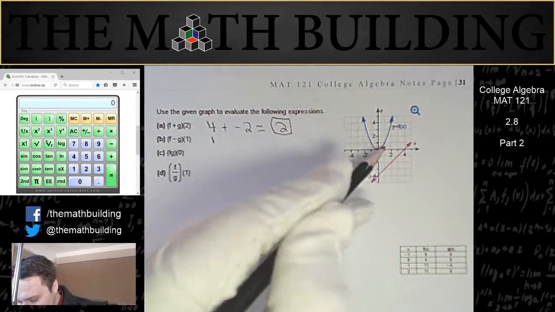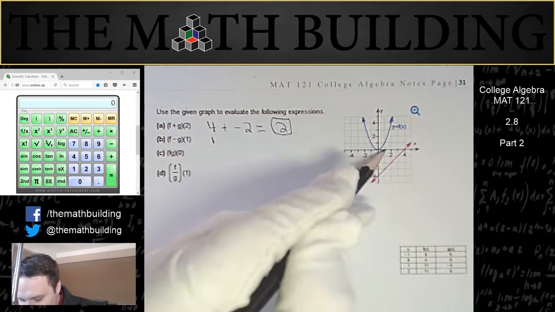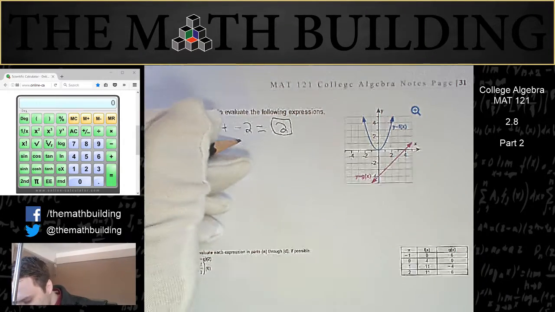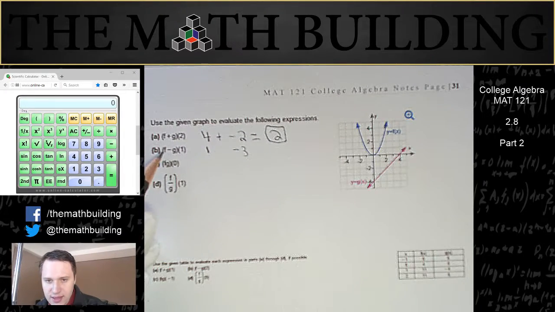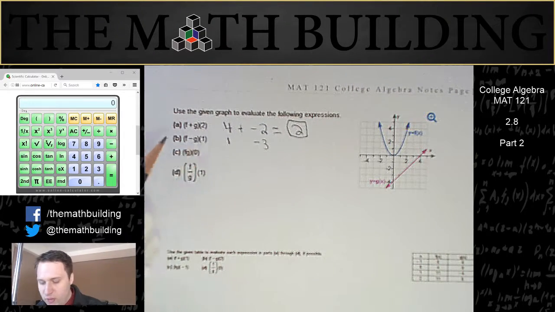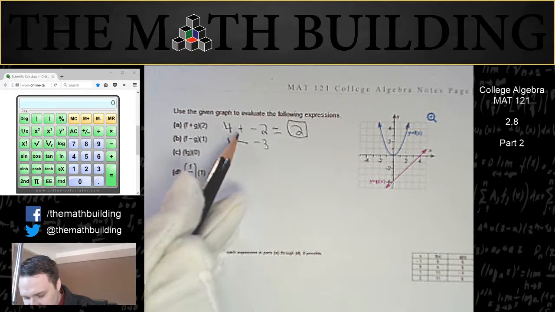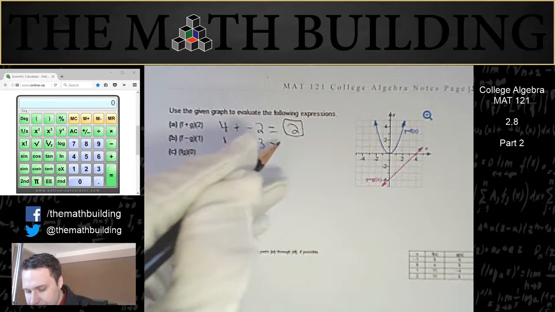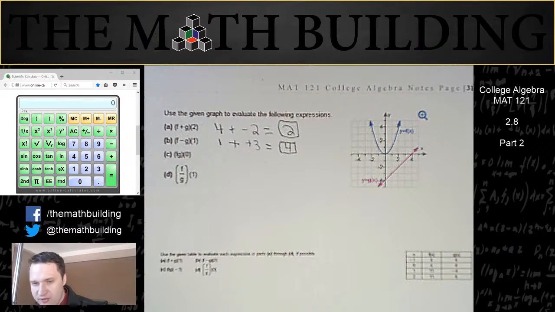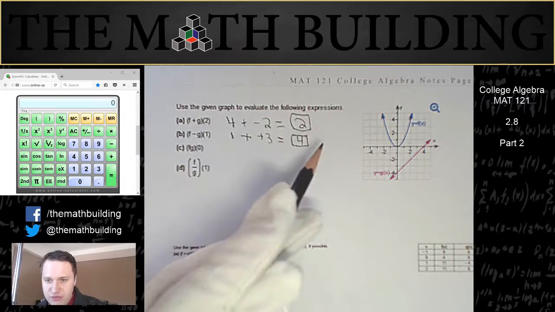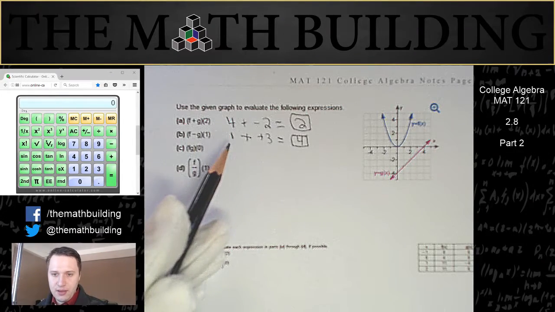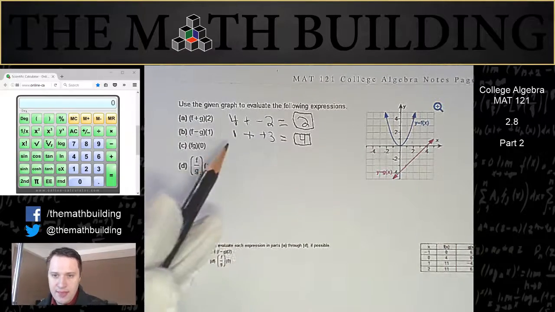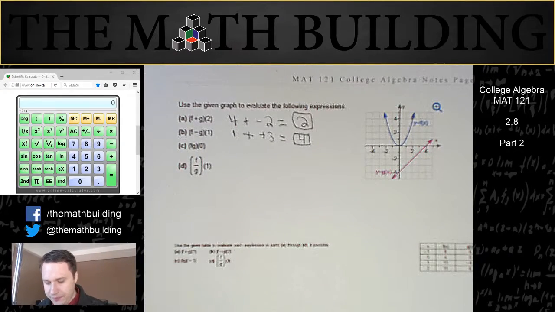G of 1 now is negative 3. Do you see that? At 1, the g value is negative 3. And what does it want us to do? It wants us to do f minus g of 1, or 1 minus negative 3. So in fact, those two negatives become pluses. So that's going to be 1 plus 3, which is 4. So the answer to part B is 4. Notice, you just find f, find g, and then do whatever it's asking you to do right there.